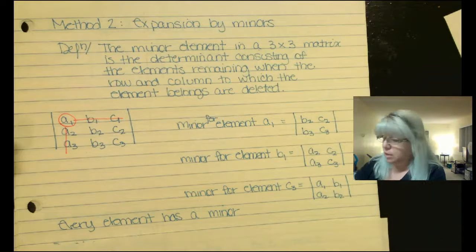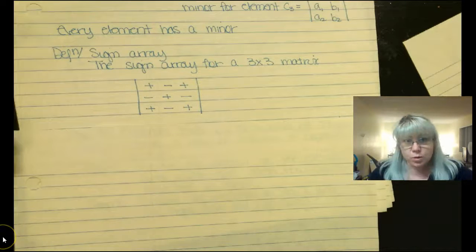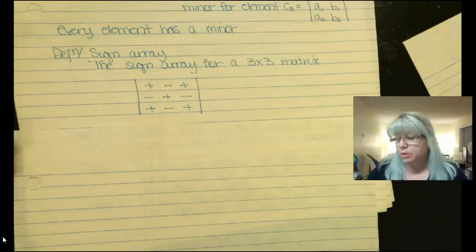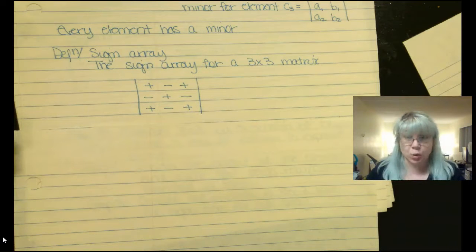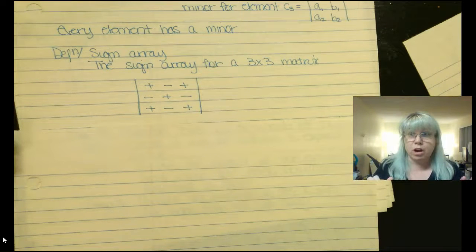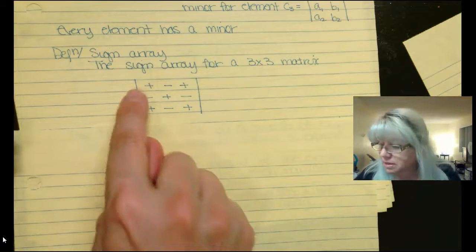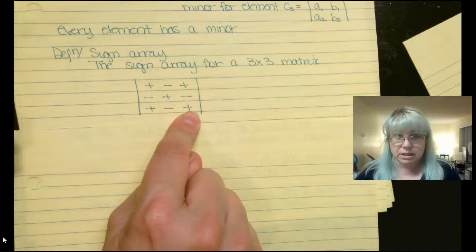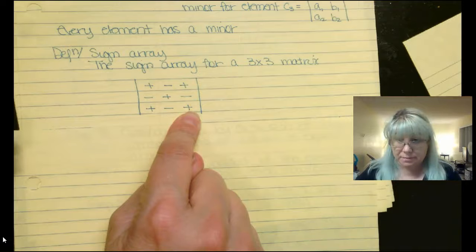But that's not the only information that we need. The minor information is one thing that we need. The second information for method 2 is we need to know the sign array. So here's what the sign array is. It literally is the same size matrix, starting with positive, alternating positive, negative, positive, negative. We work ourselves through the matrix. So positive, negative, positive, negative, positive, negative, positive, negative, positive. Right? That is the sign array.